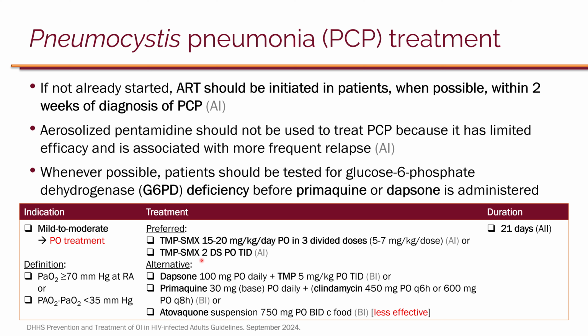So those are preferred. And alternative agents for people who cannot tolerate Bactrim is dapsone plus trimethoprim component, or primaquine plus clindamycin combination, or atovaquone suspension. Now, atovaquone is less effective compared to the other agents listed here, and treatment should be for 21 days.